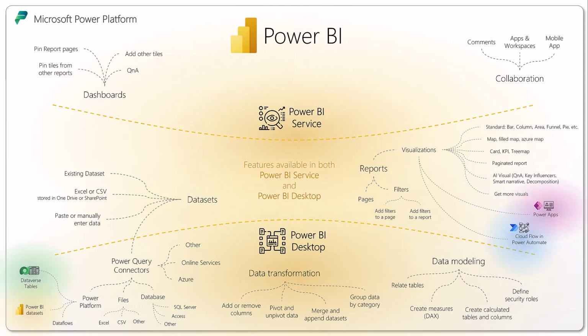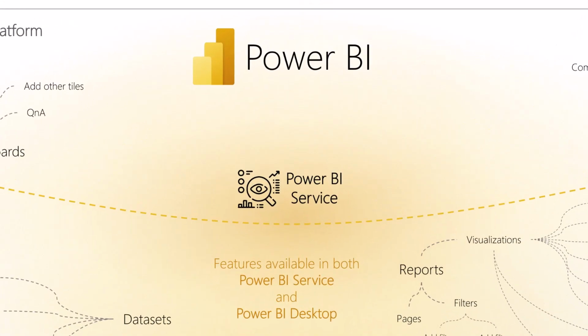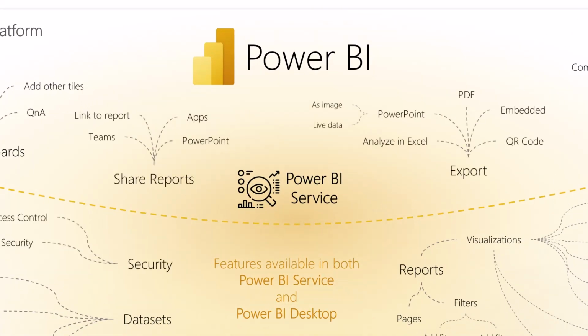Amazing. And now, we see on the diagram also a feature about sharing reports. And for example, just to pick on PowerPoint, right? So we have share reports with PowerPoint, but we also have on the other side, we have export. And the export to PowerPoint, is there a difference between the two? Like, how do I understand that?